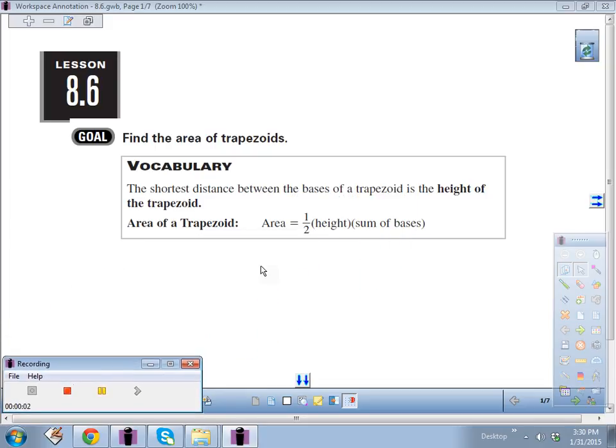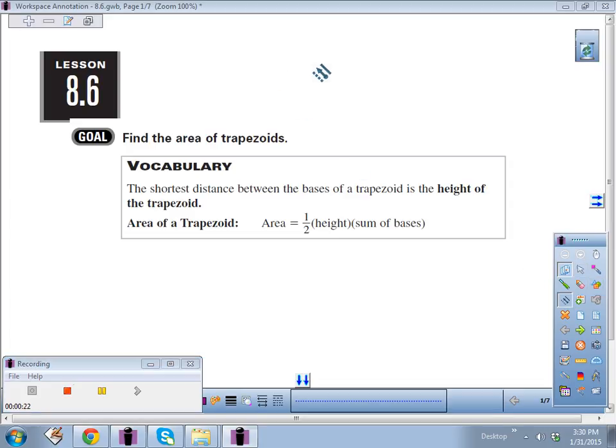Okay, today we're going to continue on with the area. Lesson 8.6 is going to talk about the area of trapezoids. So we first need to know, what is a trapezoid? What does it look like? Again, we have learned about our polygons in a previous unit, but it's good to be reminded.